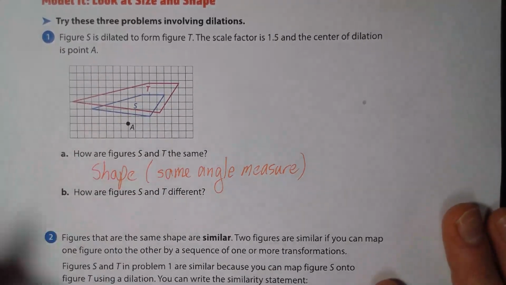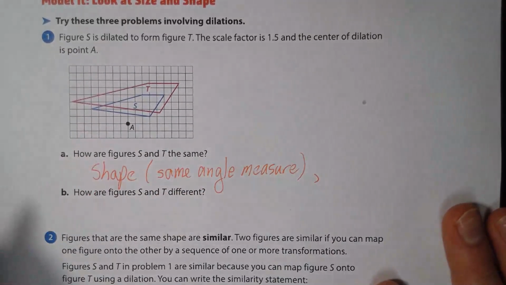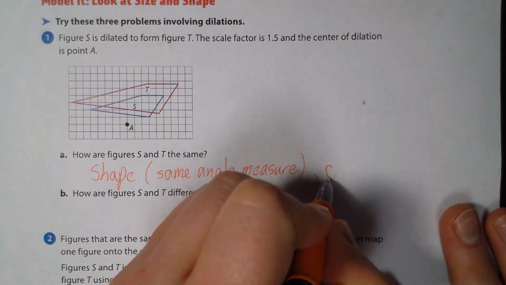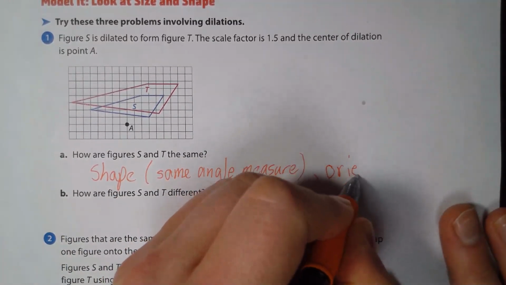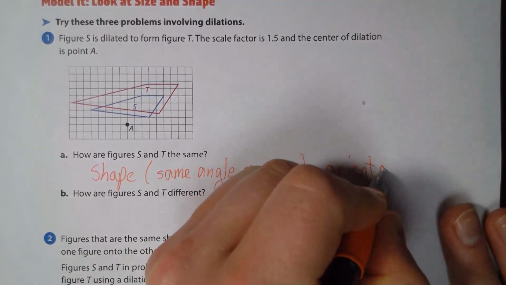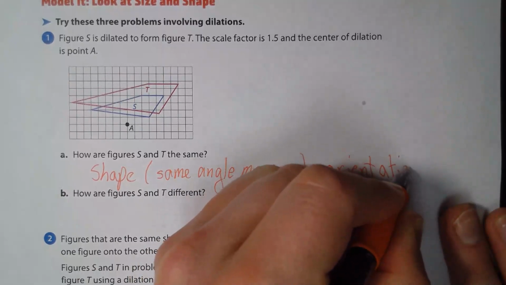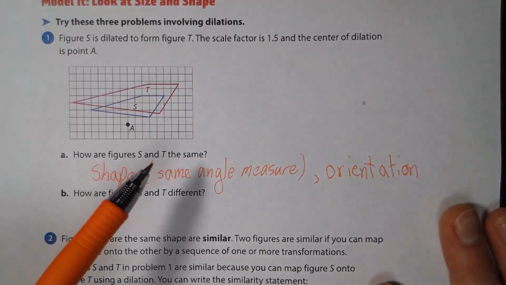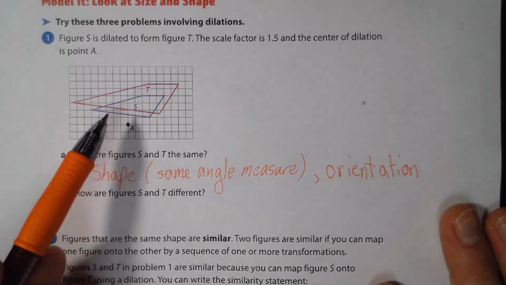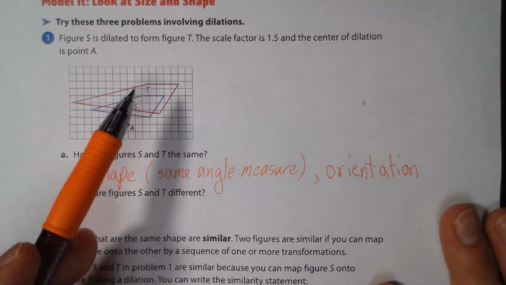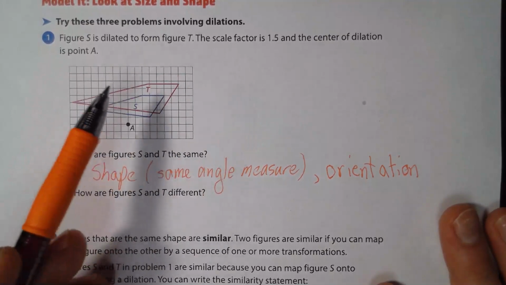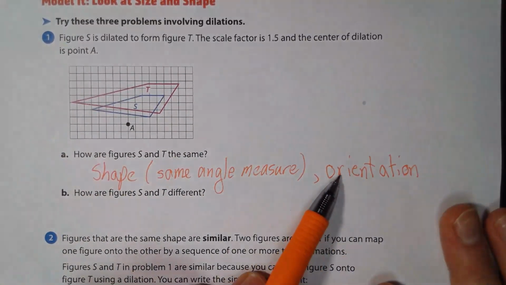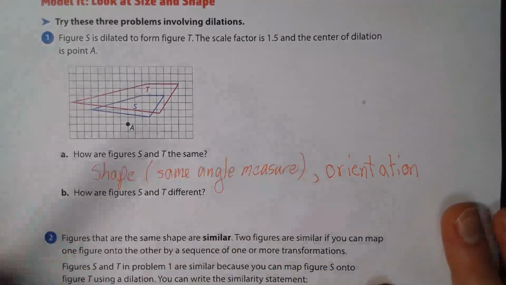Well, what else is the same here? Still the same is their orientation. And that's kind of important because this is the only dilation other than a translation that's going to maintain the orientation. It's still facing the same way. It's still upright. It hasn't been turned or flipped over. It's maintained its orientation. Well, what's different then?